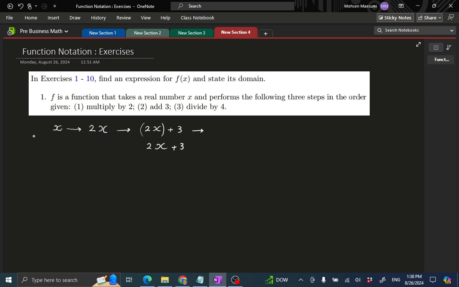At the final stage, we are dividing our result of the previous stage by 4. So here it means that whatever we got in the previous stage, we are going to take that and the whole thing is divided by 4. As a matter of notation, last time we said this is indicated by the following notation.